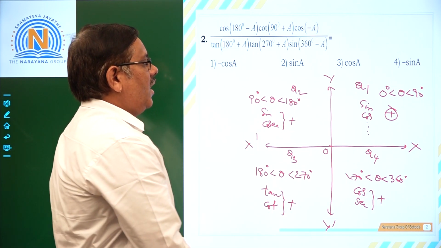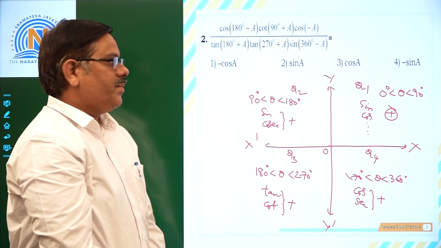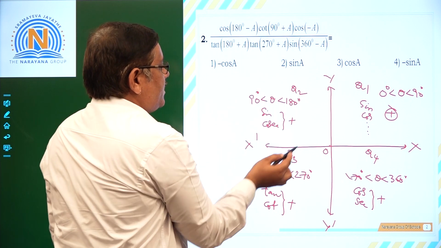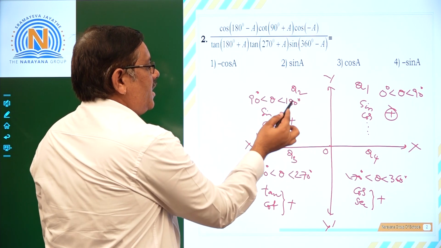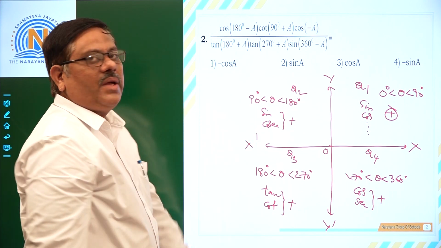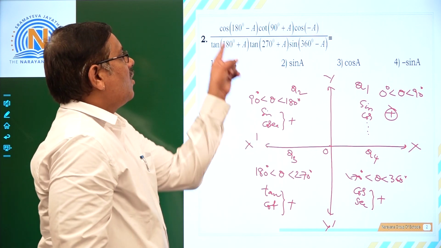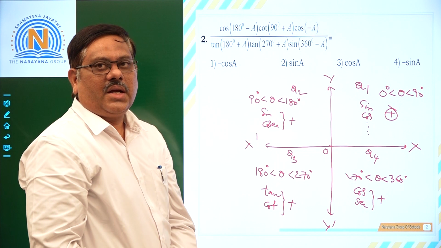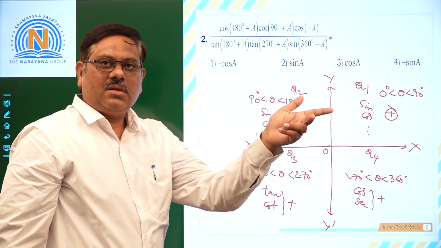Fine. Suppose you have 180 degrees minus a. 180 degrees minus a is an angle in the second quadrant, which is between 90 and 180. So 180 degrees minus a is in the second quadrant. In the second quadrant only sine and cosecant are positive. Cos is negative there. For 180 degrees minus a, how does cos convert?